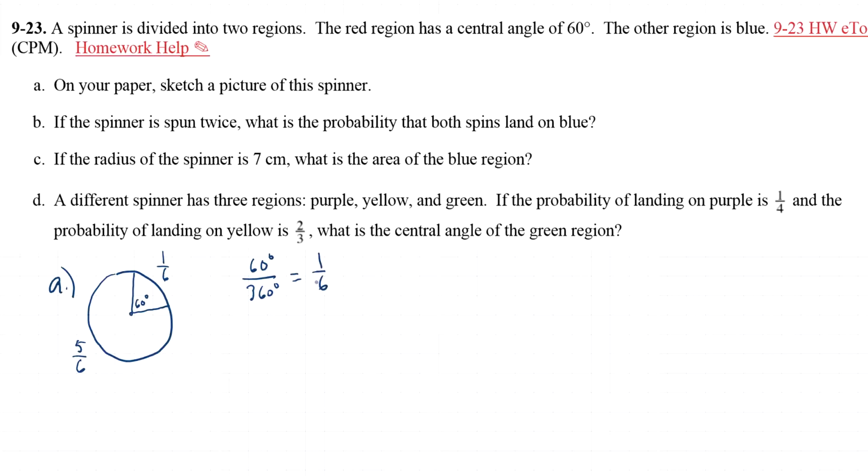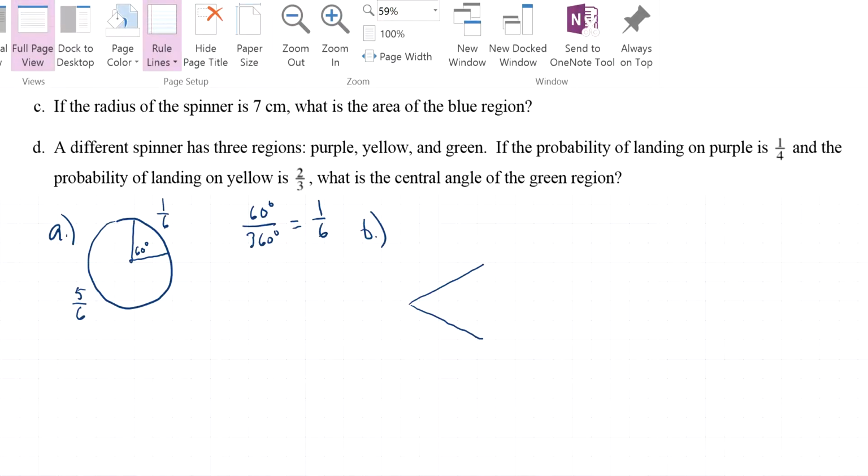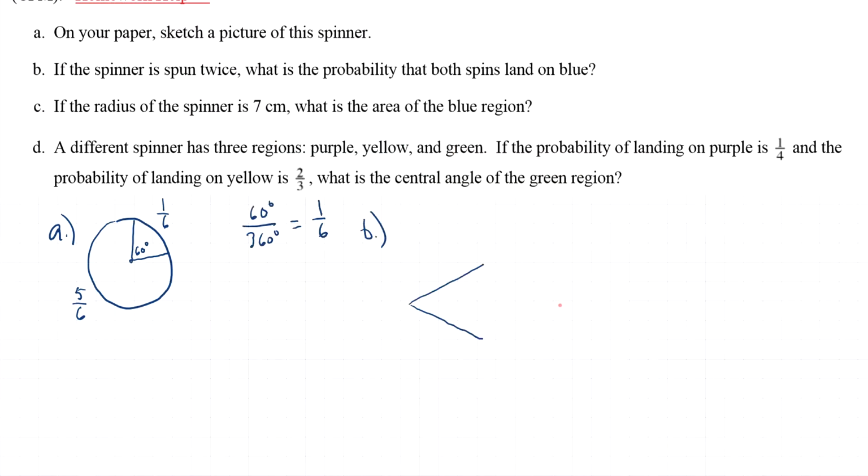Alright, so then in B it says if the spinner is spun twice, what is the probability that both spins land on blue? Well, the easiest way to do this is to come up with a tree diagram, right? So we know when we spin it the first time, what do we have? Let me color code it because that's kind of fun since I have that capability. This is red and this is blue.